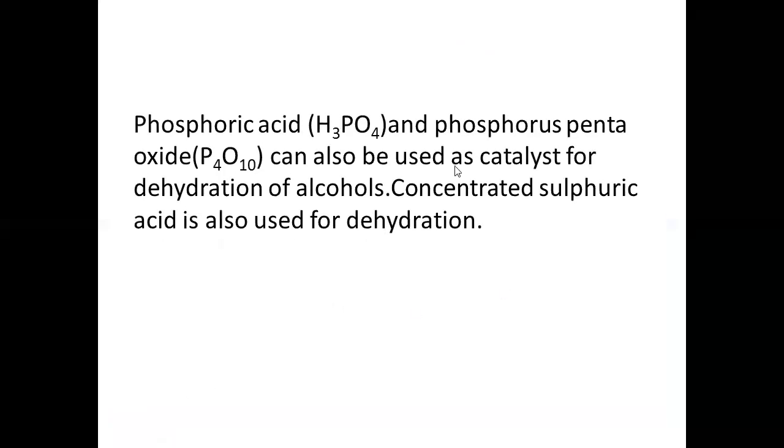Phosphoric acid and phosphorus pentaoxide can also be used as a catalyst for dehydration of alcohol. In addition to alumina, we can also use some other dehydrating agents as well. We can use phosphoric acid, phosphorus pentaoxide, and also concentrated sulfuric acid. So we can use alumina, phosphoric acid, phosphorus pentaoxide, and concentrated sulfuric acid. All these 4 compounds we can use as dehydrating agents for this process.